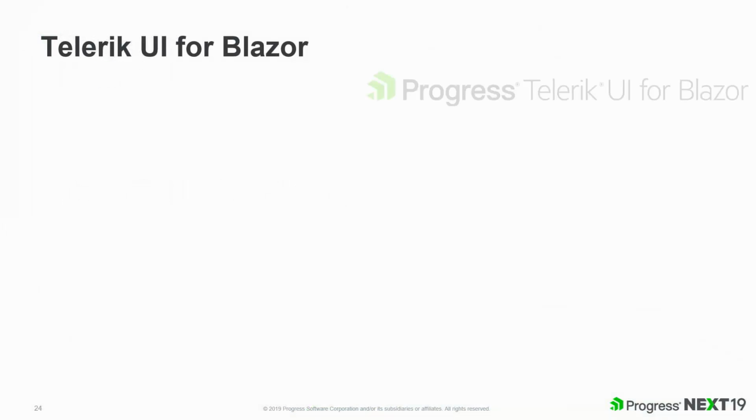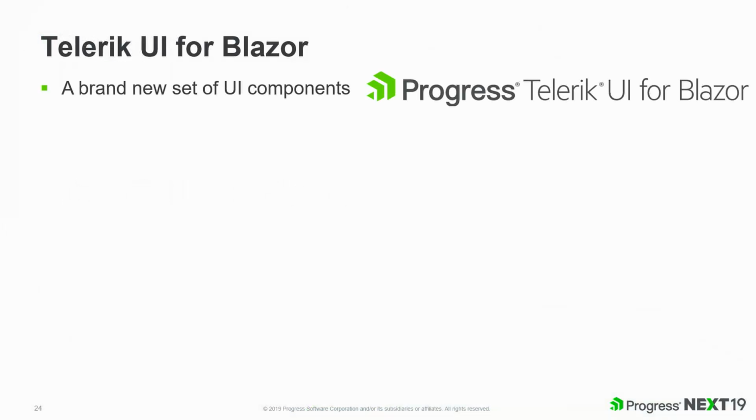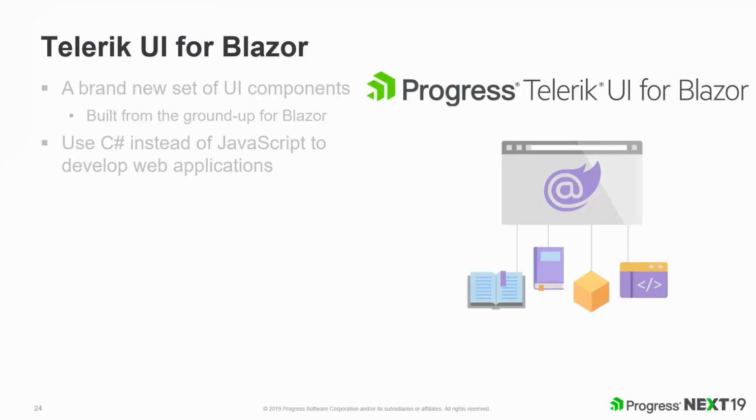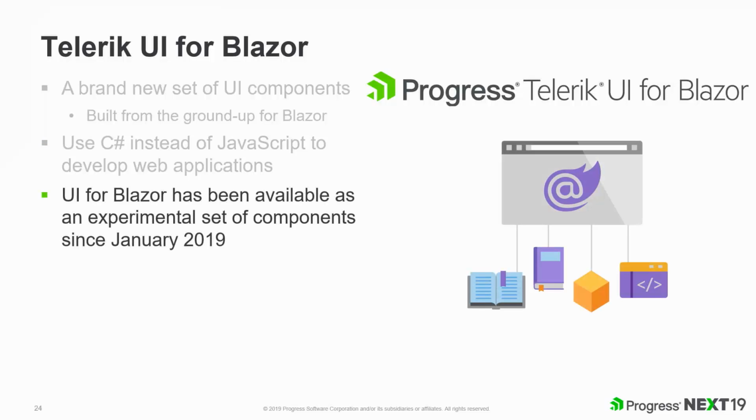For those of you that were in my What's New in R2 talk, you've seen this, but it's a brand new set of UI components built from the ground up for Blazor. First line of code is written specifically for Blazor, and it's native to Blazor. There's no jQuery, there's no JavaScript under the hood, 100% Blazor. So you're using C# instead of JavaScript to develop your web applications.